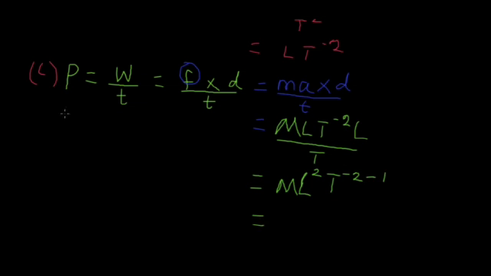Therefore, dimension for power becomes M L2 T raised to power minus 3. We shall be looking at more questions on dimension.